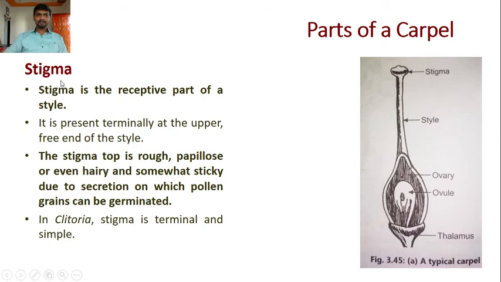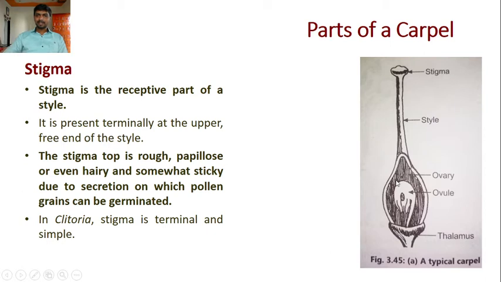Next part is the stigma. The stigma is the receptive part of the style where the pollen grains land. This is the receptive part of the carpel where the pollen grains land during the process of pollination. So it is the receptive part of a style. It is present terminally at the upper free end of the style.